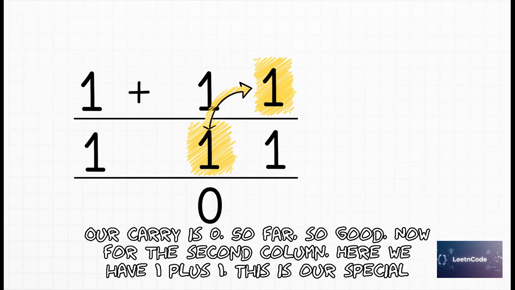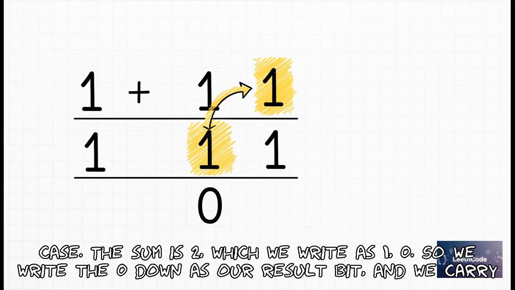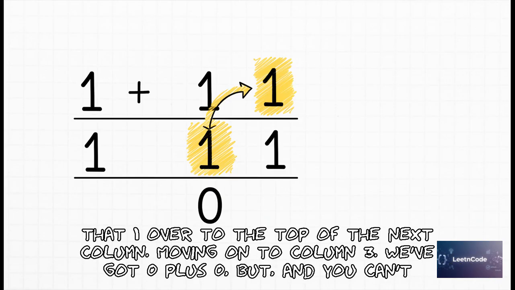Now for the second column. Here we have 1 plus 1. This is our special case. The sum is 2, which we write as 10. So we write the 0 down as our result bit, and we carry that 1 over to the top of the next column.